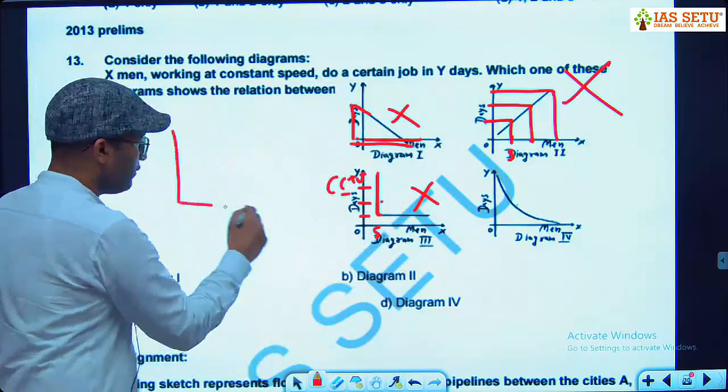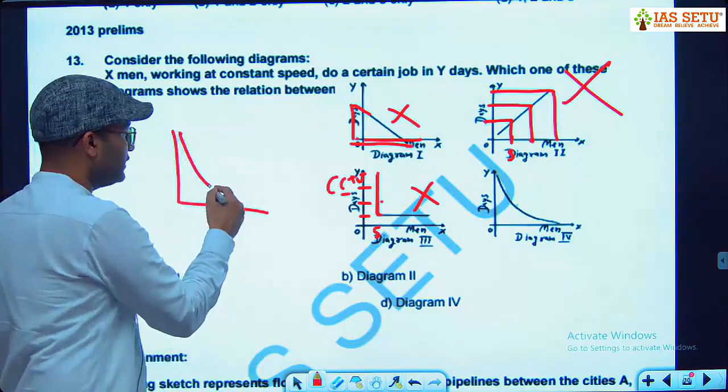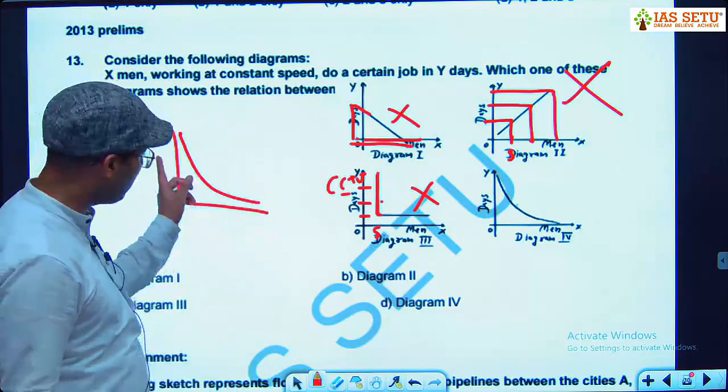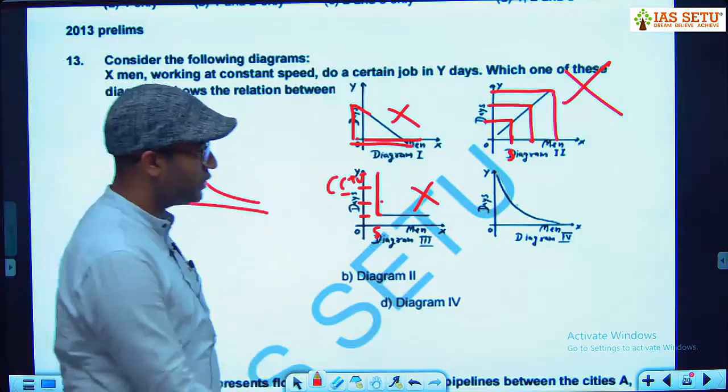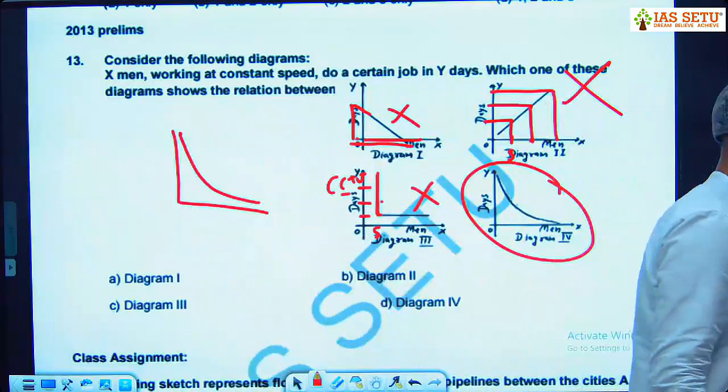And even we have checked in the class itself, man and days are inversely proportional. We have a curve shape graph. उसका graph curve shape होता है. So here diagram number 4 is correct. 1, 2 and 3 are wrong.